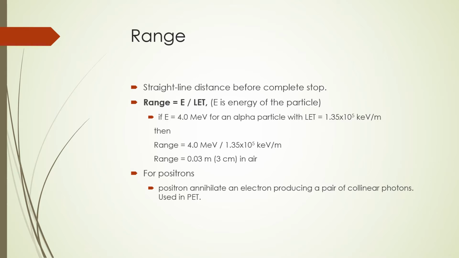Light charged particles like positrons have a short range in tissue. When the positron reaches its range, it can interact by annihilating an electron. This results in conversion of rest masses of the two particles, the positron and the electron, into two collinear photons. This is used in PET imaging.